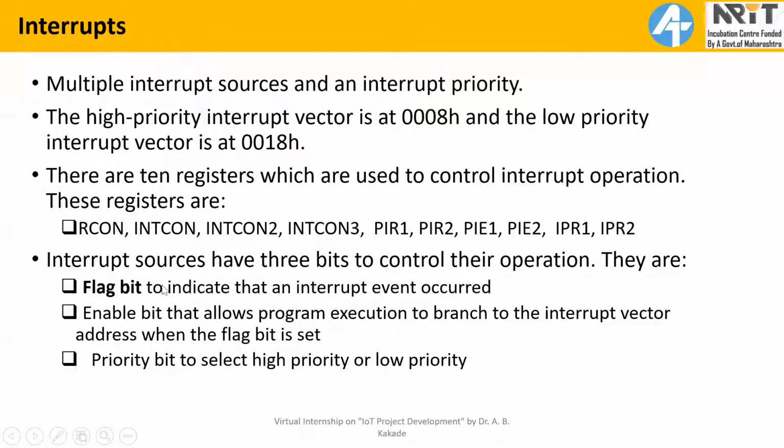For each interrupt source there is a flag bit, and that indicates whether the interrupt has occurred or not. Then there is the enable bit. The enable bit is like a key. When the enable bit of the interrupt is set to 1, that particular interrupt gets enabled. Then there is the priority bit to select high priority or low priority. With the help of the IPR1 and IPR2 registers, you can put priority on the interrupt sources, whether that interrupt falls in the category of high priority or low priority. So that we can decide with the help of these control registers.